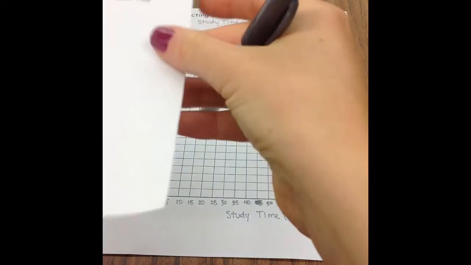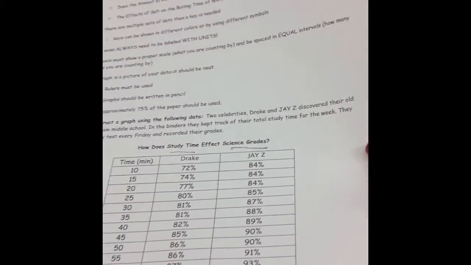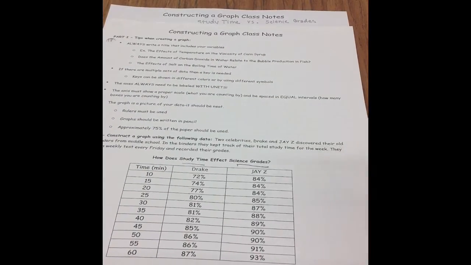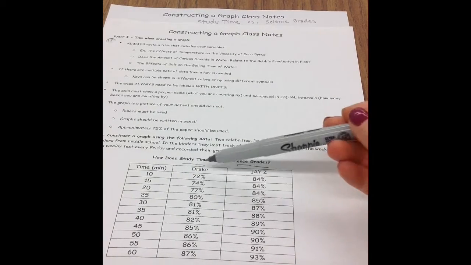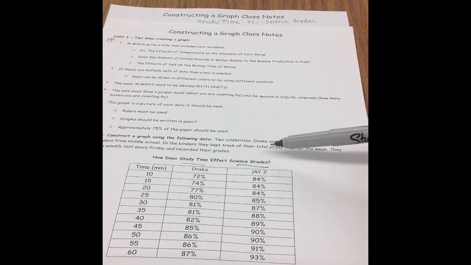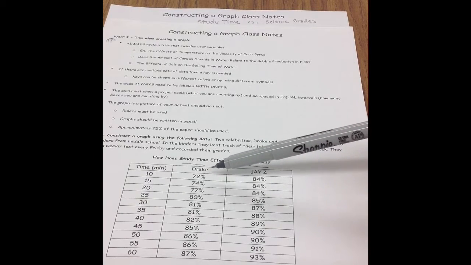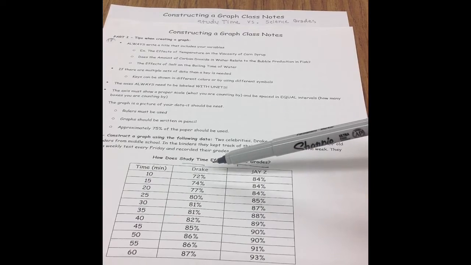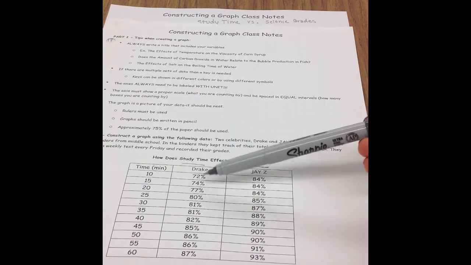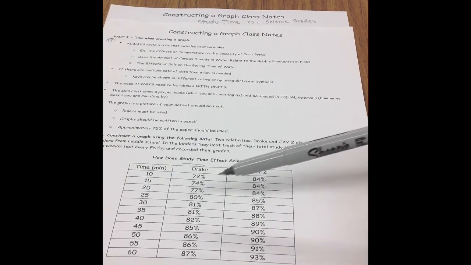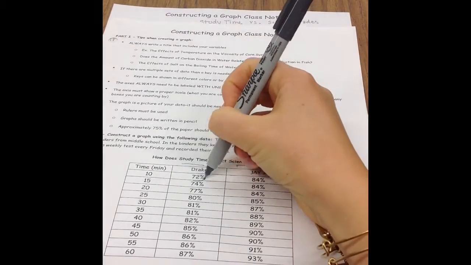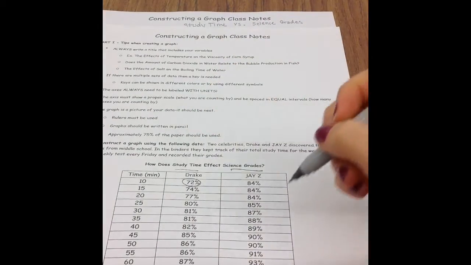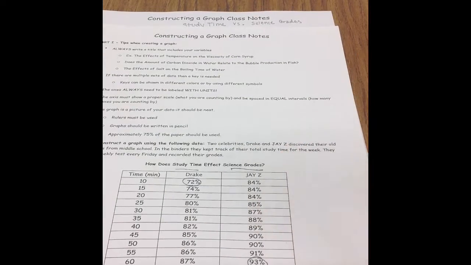So on our y-axis, we've got science grade. Now, we're going to be graphing two sets of data. Data for Drake's science grades and data for Jay-Z's science grades. So when you're looking at setting up your intervals for your y-axis, again, you want to look at your lowest number between both subjects and our highest number. So if you take a look, our lowest number is 72, our highest number is 93.